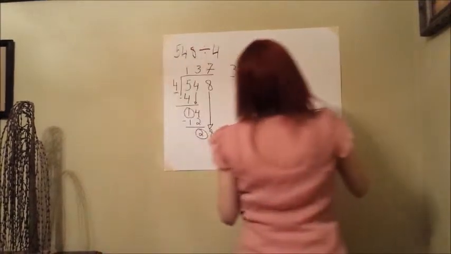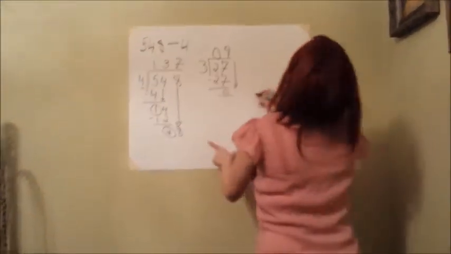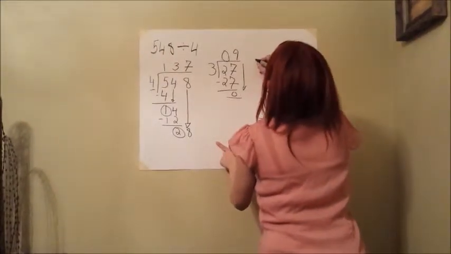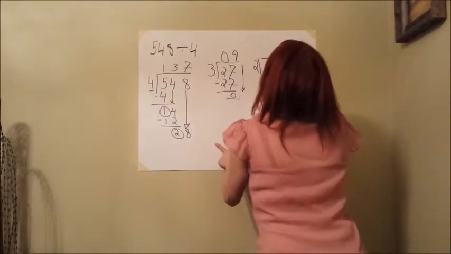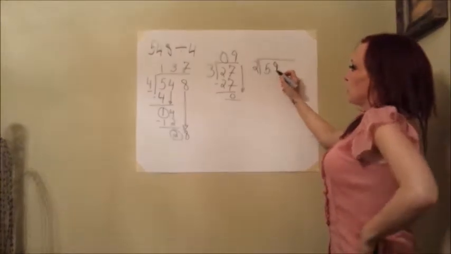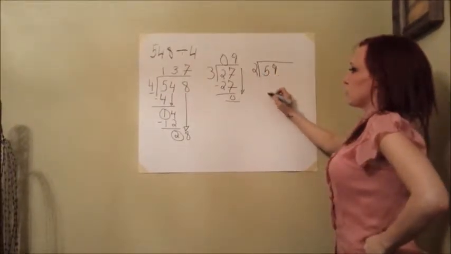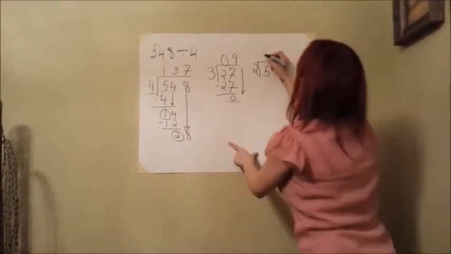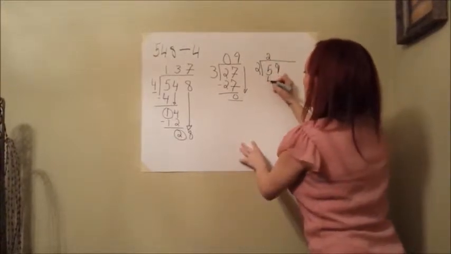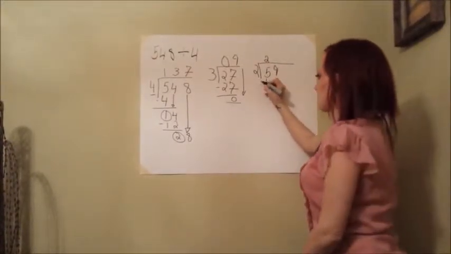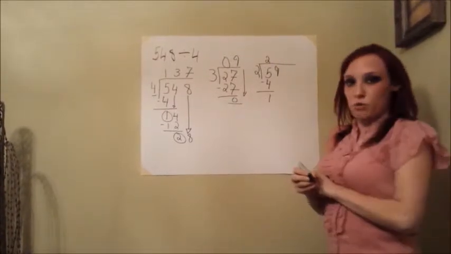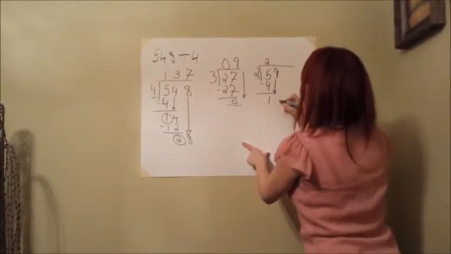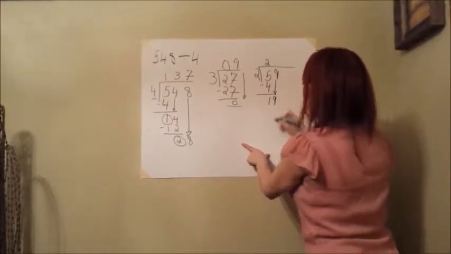Alright, so one final example. We're going to do a bigger number. I'm sorry, a smaller number. 59 divided by 2. So 2 goes into 5 2 times. 2 times 2 is 4. We know that from our multiplication facts. Now we're going to subtract. 5 minus 4 is 1. 1 is smaller than 2, so we're okay. We're going to go ahead and bring down our number here, which is a 9.